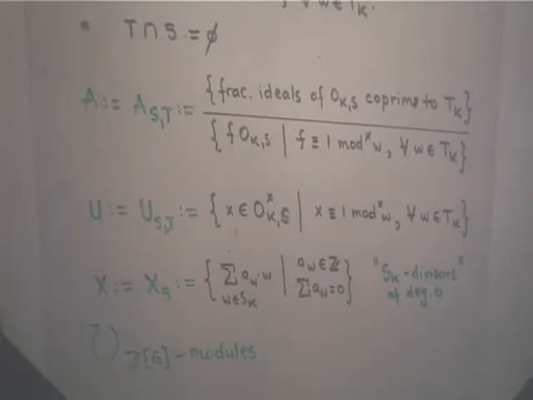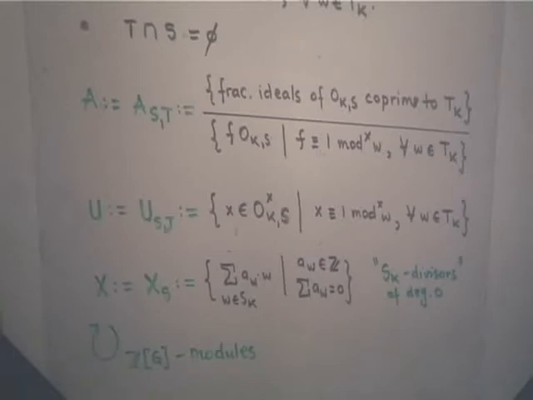There is also a group of units floating about, the so-called S comma T units. And what are these? These are elements X in G_m of O_K comma S, so those are S units in your top field, which have the additional property that they are congruent to 1 modulo every single prime W in Tk.